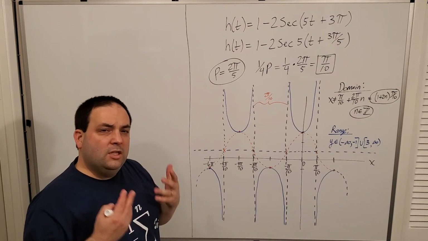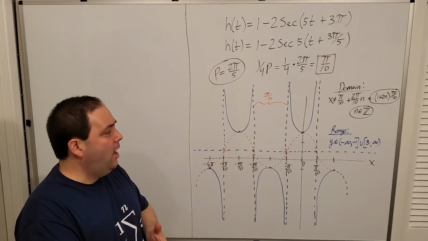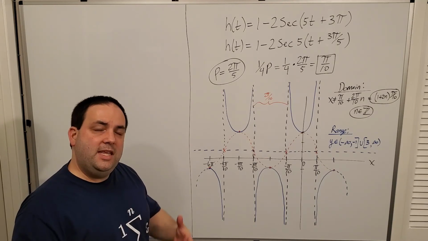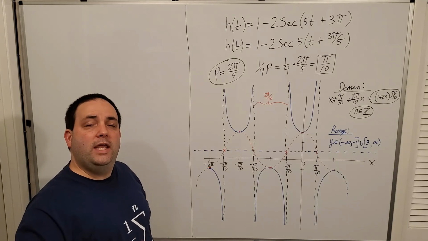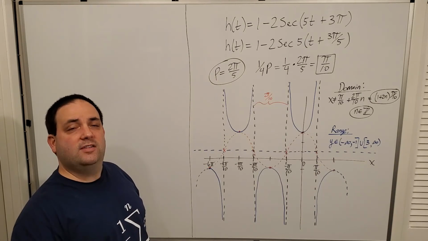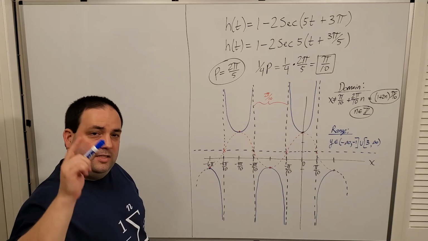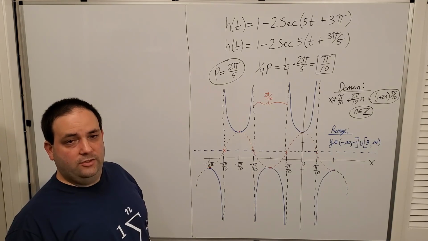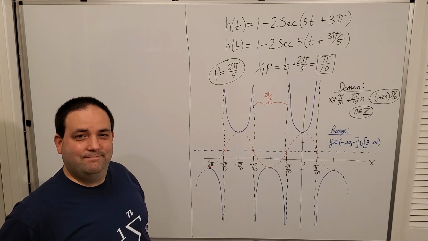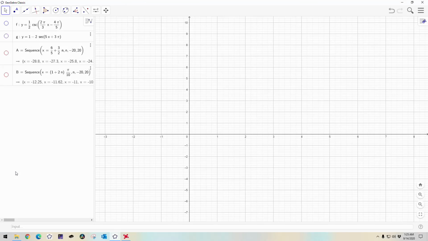Okay? So I hope this lecture has shown you how easy it is to get to a secant or a cosecant graph just by knowing already how to effectively graph a sine or a cosine. Stay tuned for the next lecture on tangent and cotangent graphs. Let's finish up with the GeoGebra look at these two graphs that we were just doing.